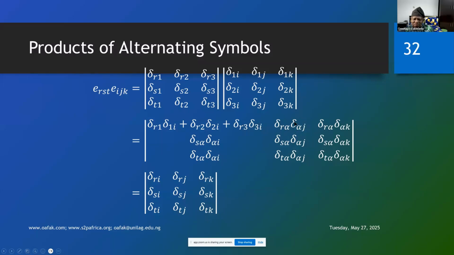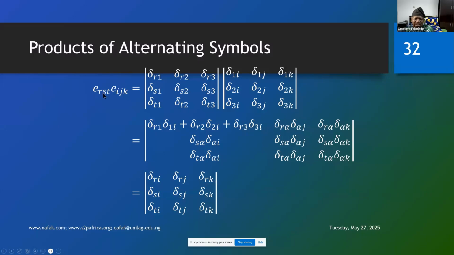You can see that this type of sum is the same as this type of sum. If you look at it carefully, work this out and make sure you are happy with every step of the way. So if you do that, let us see how we get delta Rj here. You can see that if you have delta R alpha, delta alpha J, the substitution nature of delta I alpha J will make this delta Rj. Similarly, this one will be delta Rk. So ERST, EIJK is simply delta Ri, delta Rj, delta Rk.